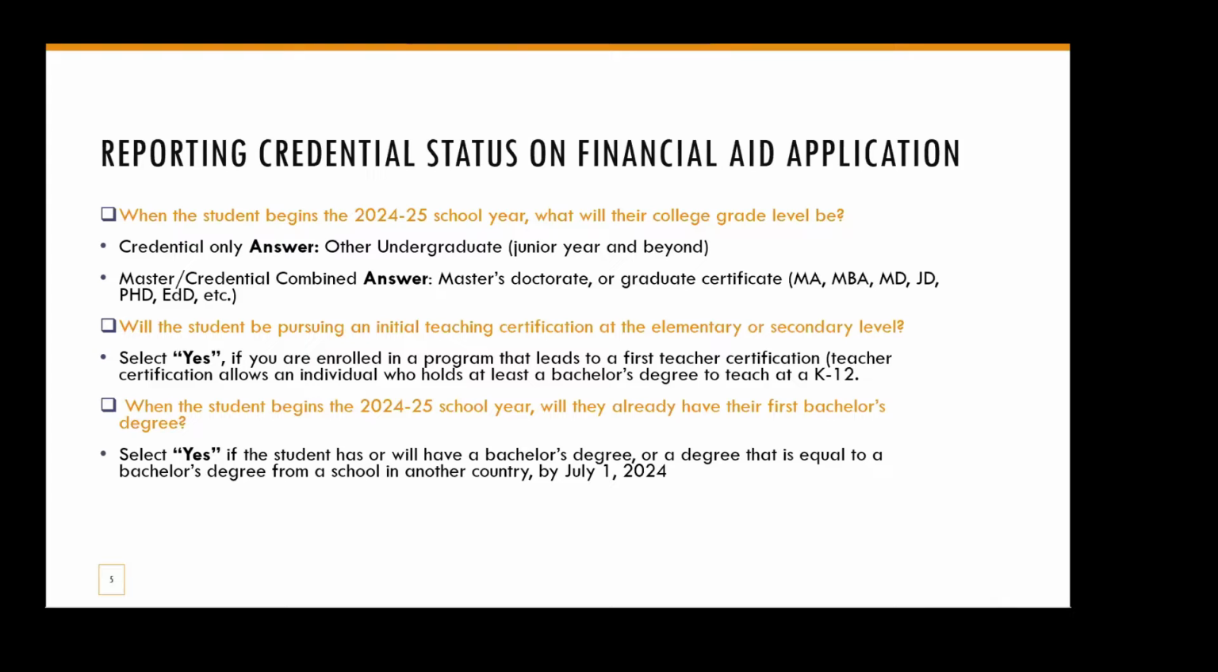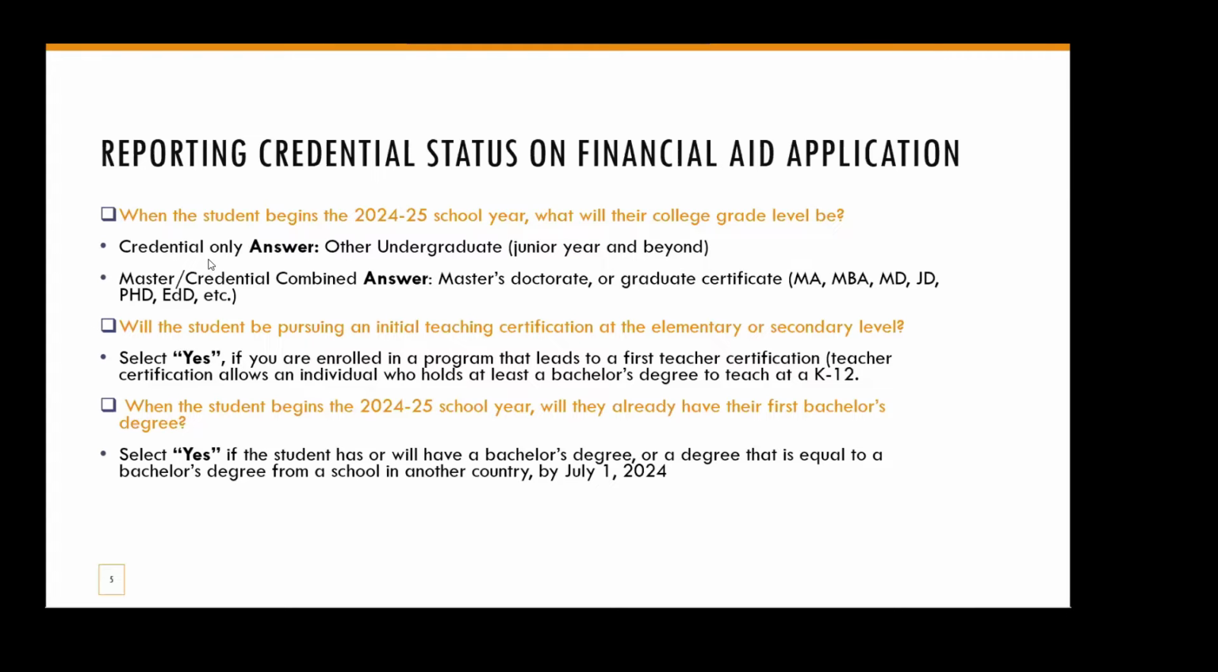The first thing that I want to review is a question that we get often from our credential students: how do you answer the question that you are completing a credential program on the financial aid application? There are 3 questions that you will see. The first one basically says, when the student begins the 2024 and 2025 school year, in this case for the upcoming year, what will their college grade level be? This is a question that we get often, so we wanted to make sure that we include it here so you know exactly how to respond.